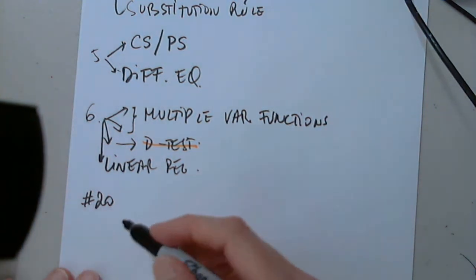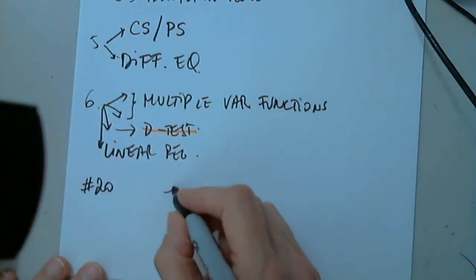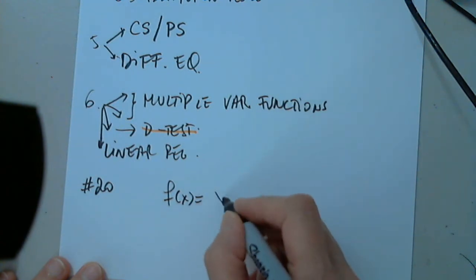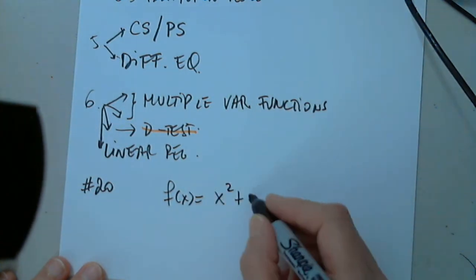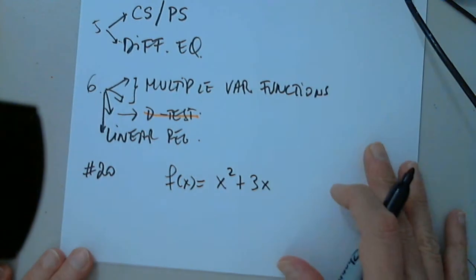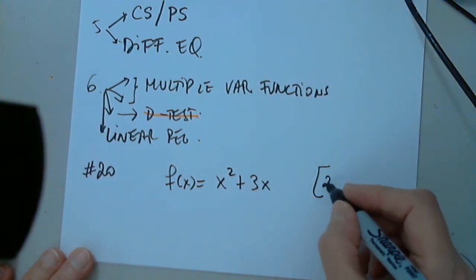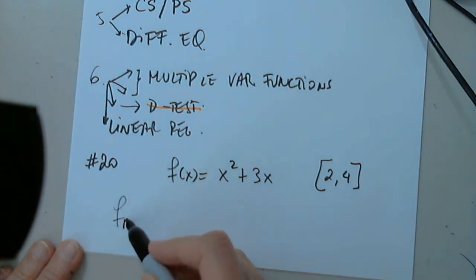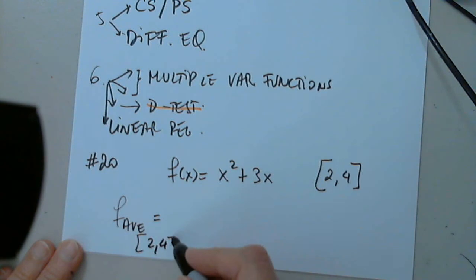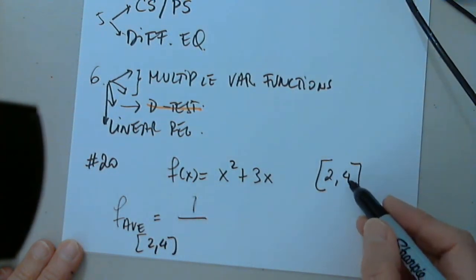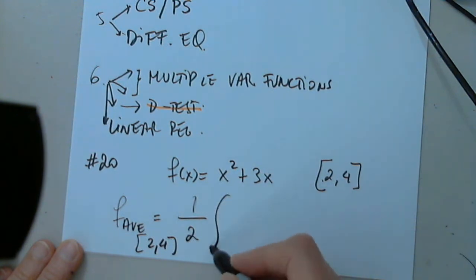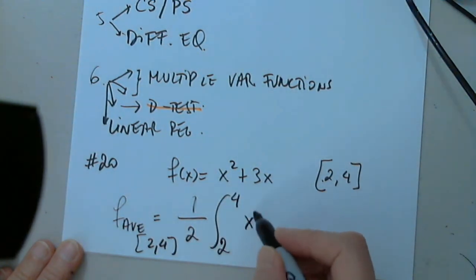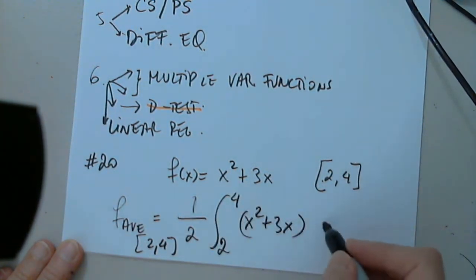So let's say I'm making up a problem. Let's say we have f of x equals x squared plus 3x, and the given interval, let's say, is 2, 4. So we're asked to find f average on the interval 2, 4. That is by definition 1 over 4 minus 2, the integral from 2 to 4 of x squared plus 3x dx.